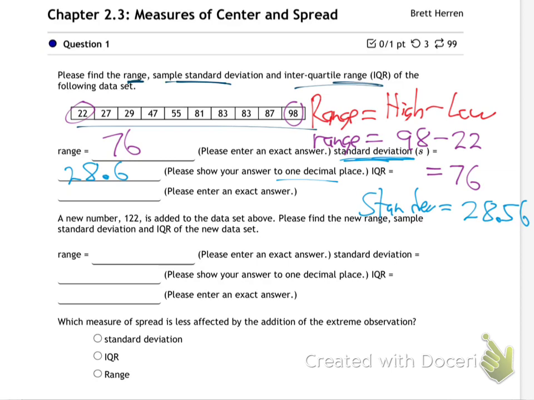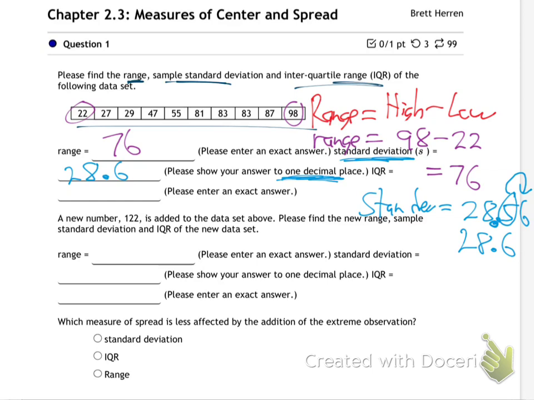Remember how rounding works? You circle the spot they want you to stop at. They want me to stop right there, 1 place after the decimal. You circle the spot you're going to stop at, and you look 1 to the right. If it's 5 or more, you go up. If it's 4 or less, you leave it. You know all that, right? So that's why I got 28.6.